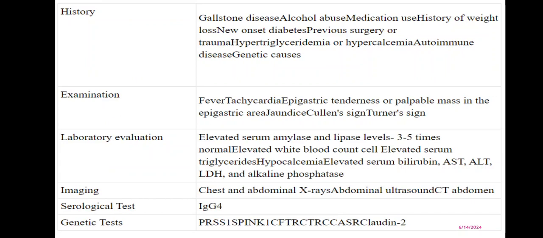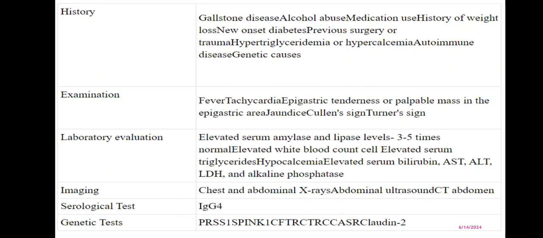So, a summary of the above. In patients with acute pancreatitis, on history, you'd like to know about any history of gallstone disease, alcohol abuse, the medications they use, history of any weight loss, any history of new onset of diabetes, any previous surgeries or trauma, hypertriglyceridemia or hypercalcemia, any autoimmune disease, and you need to ask for any genetic causes. Then on examination, you will notice fever, tachycardia, epigastric tenderness or palpable mass in the epigastric area. Assess for jaundice, and check for the Cullen sign and Grey Turner sign.